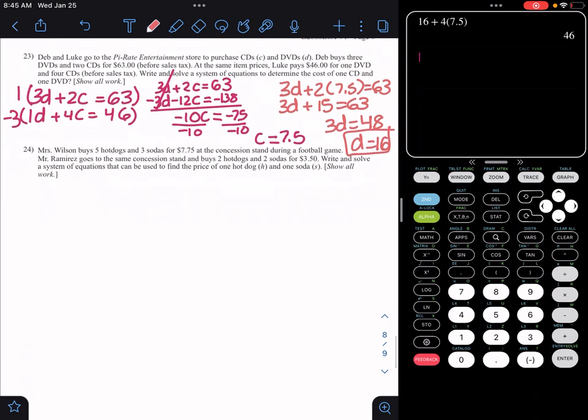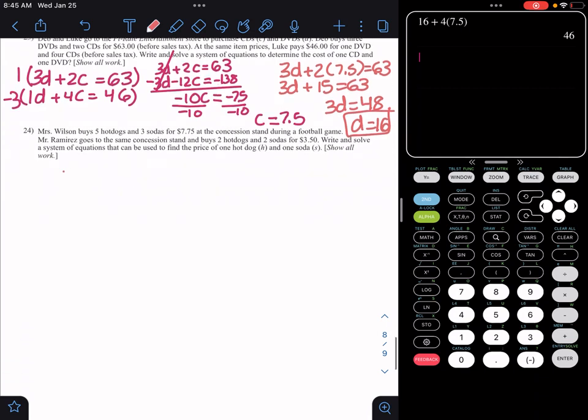Alright. Mrs. Wilson buys 5 hot dogs and 3 sodas for $7.75. Then the next person buys 2 hot dogs and 2 sodas. Oh, sodas is S, my bad. And 2 sodas for $3.50. Write and solve an equation to find this.